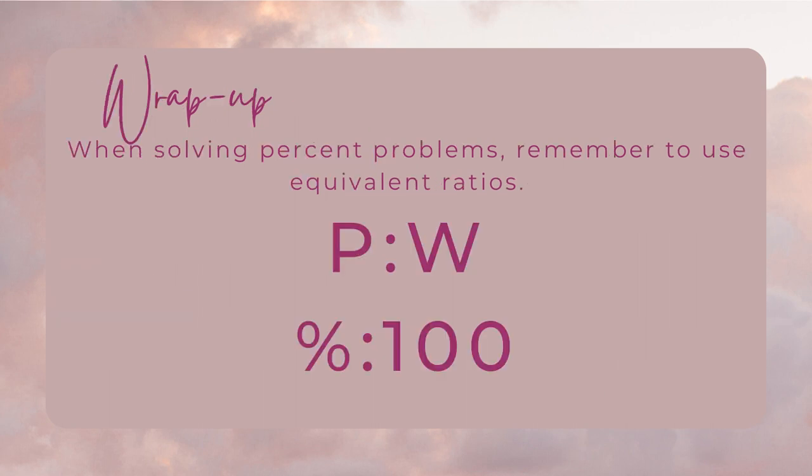All right, so let's wrap up. When solving percent problems, remember to use equivalent ratios. You can set up two ratios and find a way to make them equivalent. One ratio being the part to the whole, and one ratio being the percent to 100. Fill in what you know from the problem, and whatever's missing is what you need to find. And you can find that by finding a way with either multiplication or division to make the ratios equivalent. Good luck!